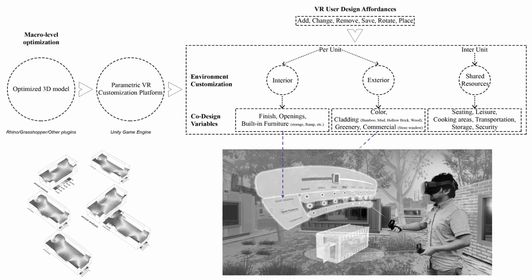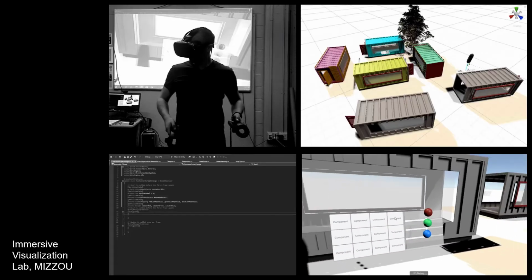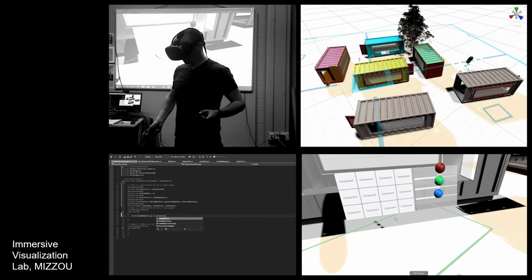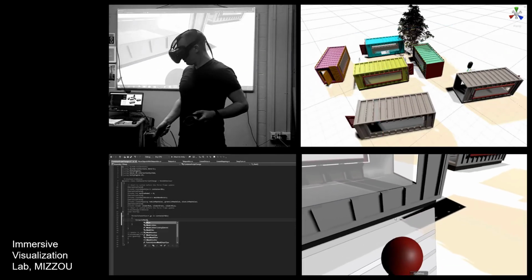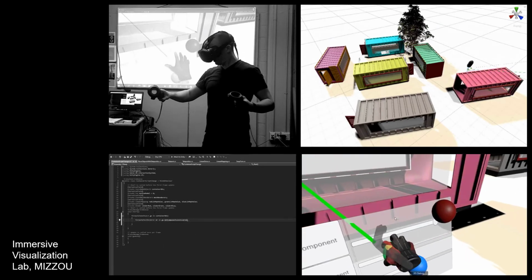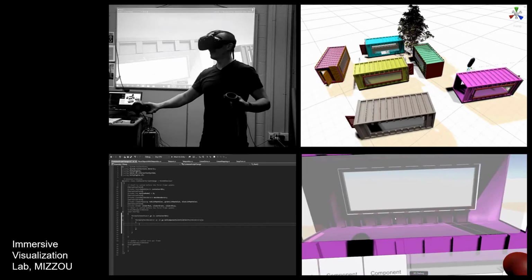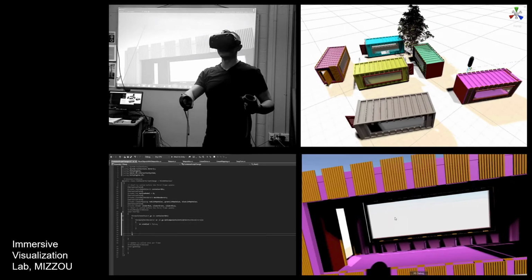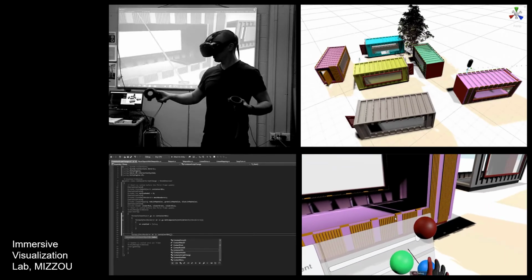Here, the user interacts with a container unit where a predetermined set of variables can be modified through a user-friendly interface. With parametric virtual reality, they can feel spatially present and change the necessary variables. Here they can change the finishing materials such as color, cladding, partition location, built-in furniture arrangements, and modify lighting options.